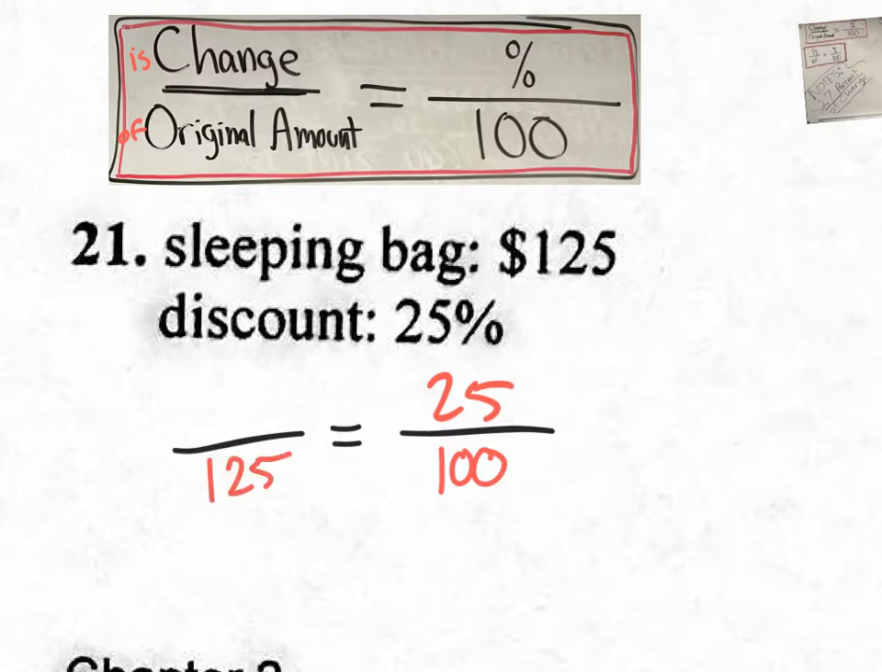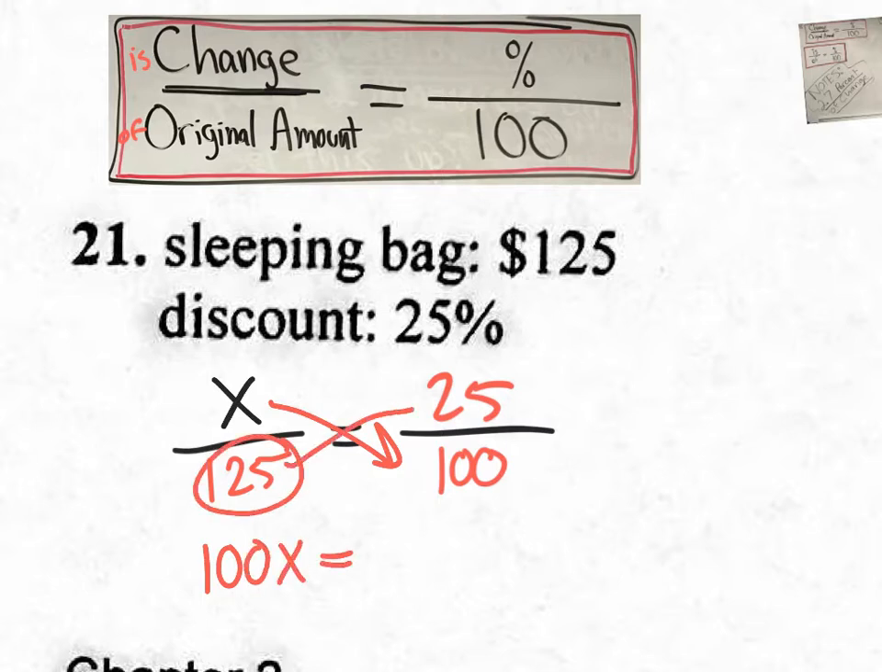Now up here is the change, right? So I want to know how much of a discount it is. Now I don't know how much it's going to change. I don't know how much I'm going to subtract. So since I don't know that discount yet, I want to put an X up there. And that's how you set it up. And then it's just a question of cross multiplying. X times 100, that's 100X, equals 125 times 25.